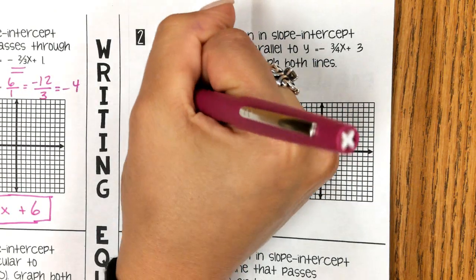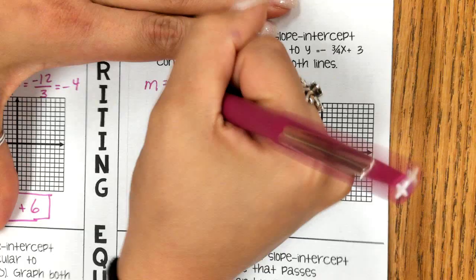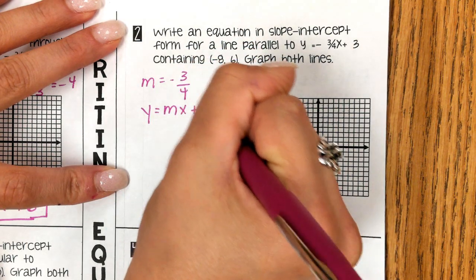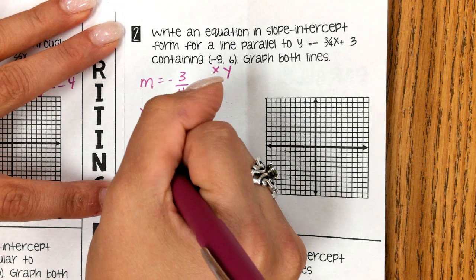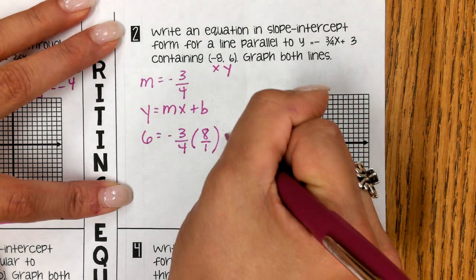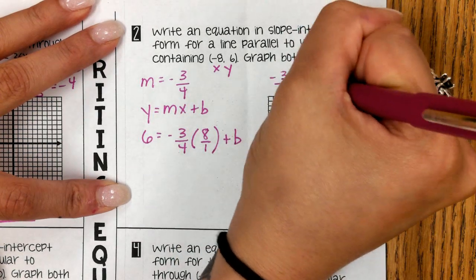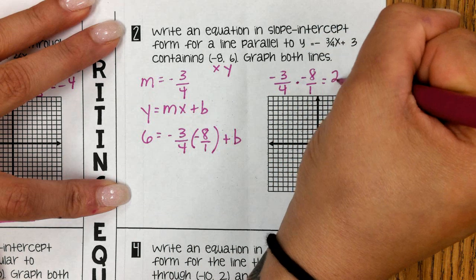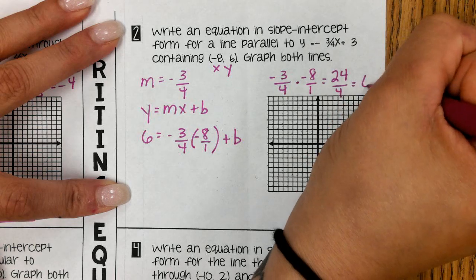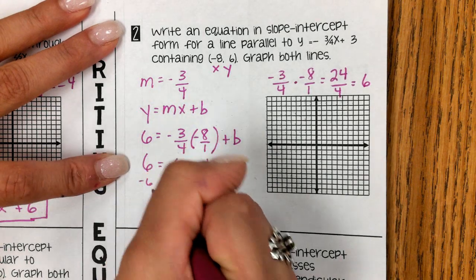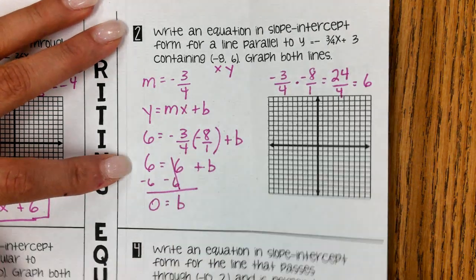Okay, so on this side, the slope is the same, which is what number? Negative 3 over 4. All right, so we start with slope-intercept form. Y is 6, M is negative 3/4, X is negative 8 over 1 because it's a whole number, plus B. That's negative 24 over 4, which equals 6. So 6 equals 6 plus B. I subtract from both sides, and most of y'all got this correct. It's just going to be 0.